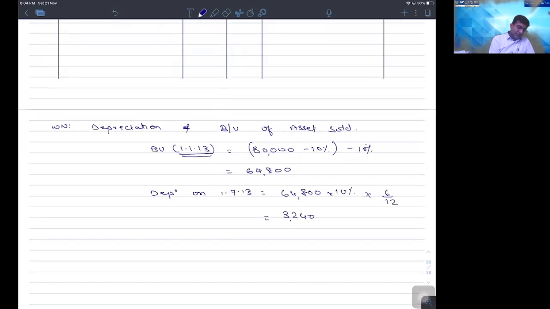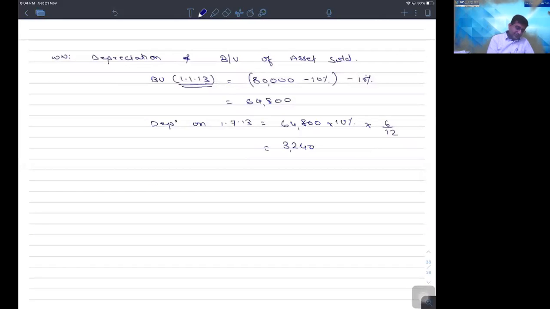So you have sold it for how much? 45,000. So loss on sale will be equal to 64,800, which was the opening book value, minus 3240, that is the depreciation for current year, less the sale value of 45,000. Are you able to understand this? And therefore, loss on sale comes to 16,560. You get that?